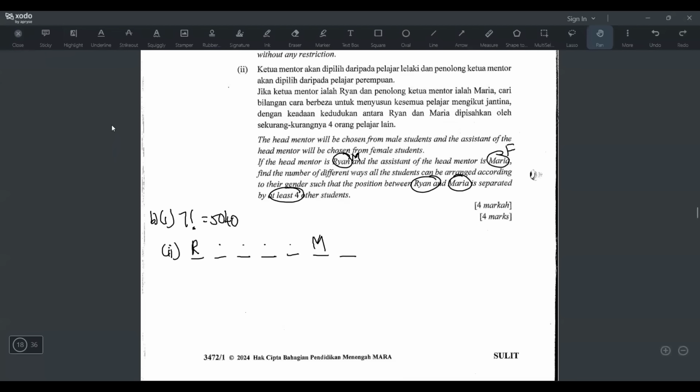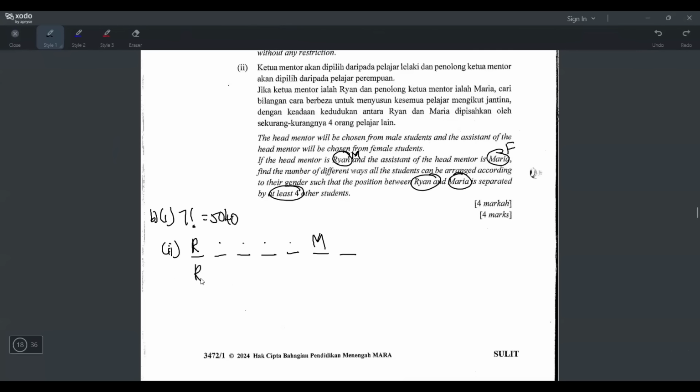But this is not the only possibility. Dia boleh juga Ryan sini, Maria sini pun boleh kan? Sebab dia cakap at least 4 mah. So this is also one of the cases, right? But actually ada lagi. Boleh juga Ryan duduk sini and you kira lah 1, 2, 3, 4 and then Maria duduk sini. Possible juga, right?